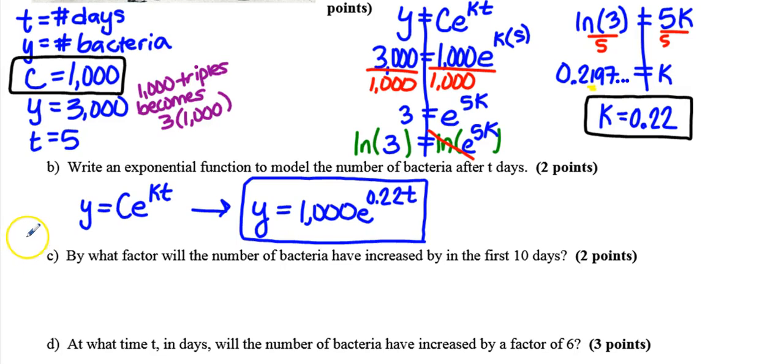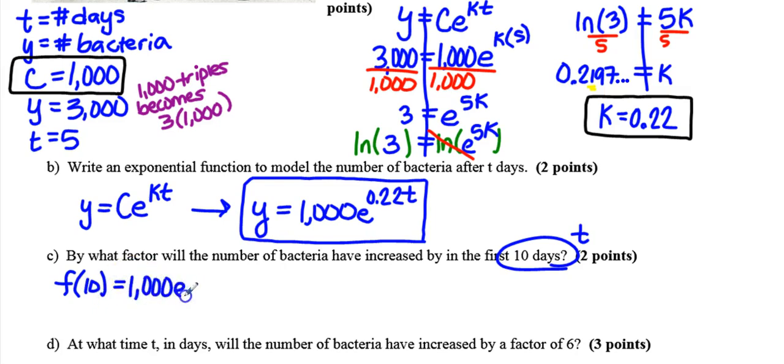Now C asks, by what factor will the number of bacteria have increased by in the first 10 days? 10 days is a value for what variable? Based on how I define my variables, t is days, so I know I can plug that in for t. So before we actually talk about what it means by what factor will the number of bacteria increase, let's just find out how many bacteria there are after 10 days. So we're going to be evaluating f of 10. Plugging in 10, we have 1,000 e to the 0.22 times 10.